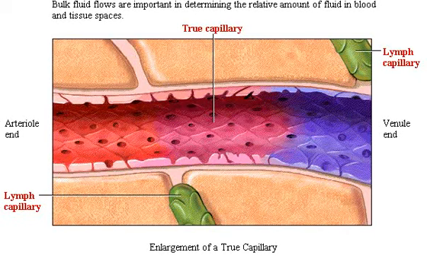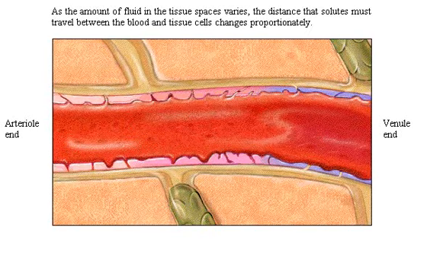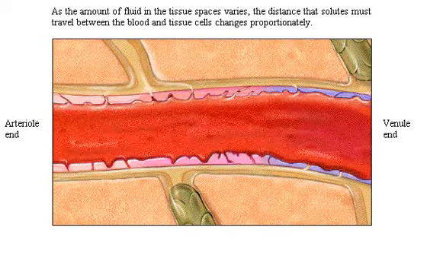Interstitial fluid, including any plasma proteins that have escaped from the bloodstream, enters the lymph capillaries. These leaked fluids and plasma proteins are carried back to the bloodstream by the lymphatic system. As the amount of fluid in the tissue spaces varies, the distance that solutes must travel between the blood and tissue cells changes proportionately. If there is more fluid in the tissue spaces, solutes must travel farther between the blood and tissue cells.